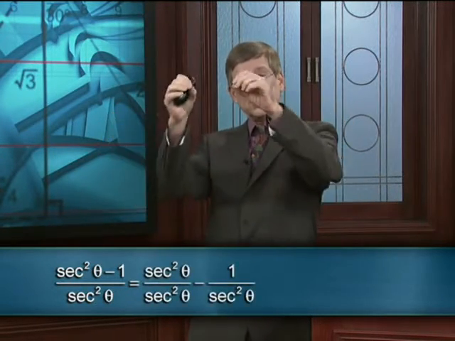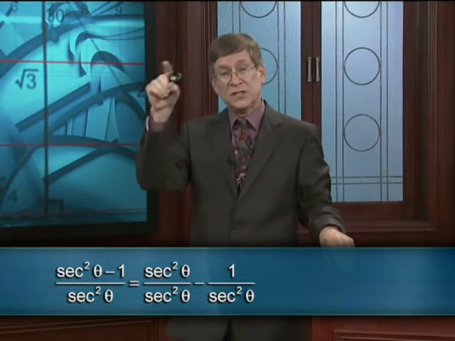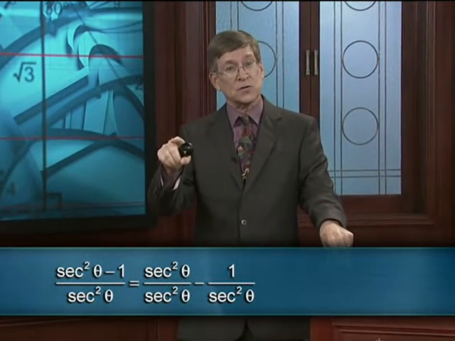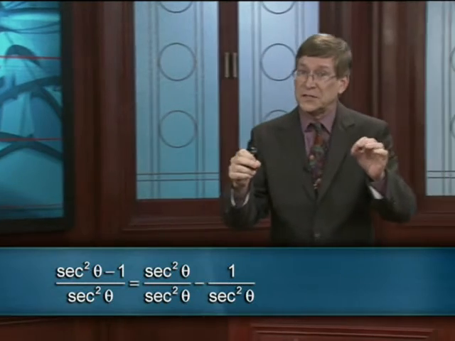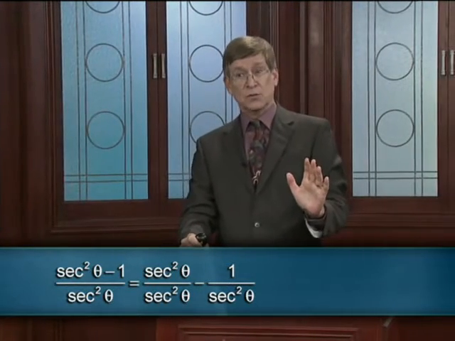Let's start again with the left-hand side, secant squared minus 1 divided by secant squared. I'm going to manipulate it a little bit differently. Oh, this is a fraction. I can split this into 2 pieces. Remember, you can separate numerators. So it's secant squared divided by secant squared minus the quantity 1 over secant squared.